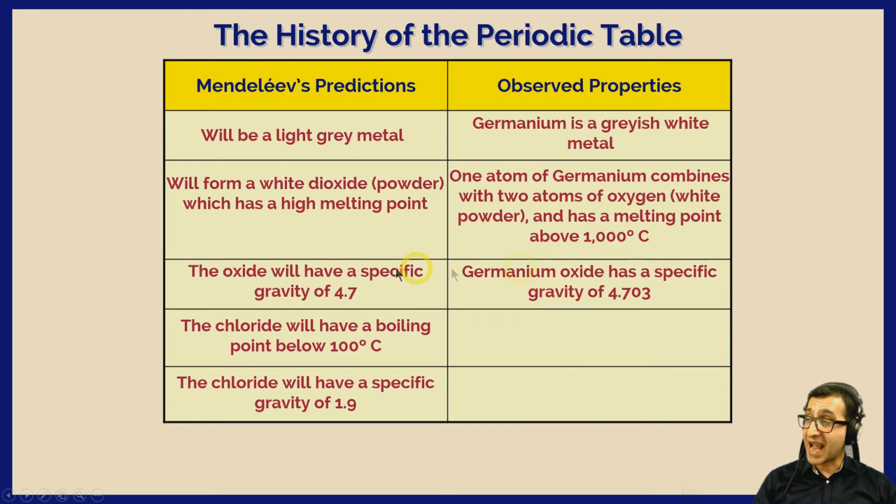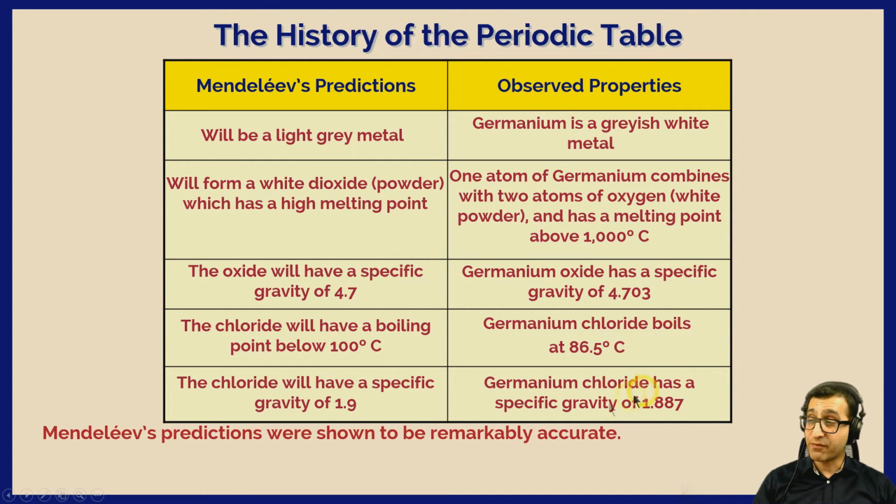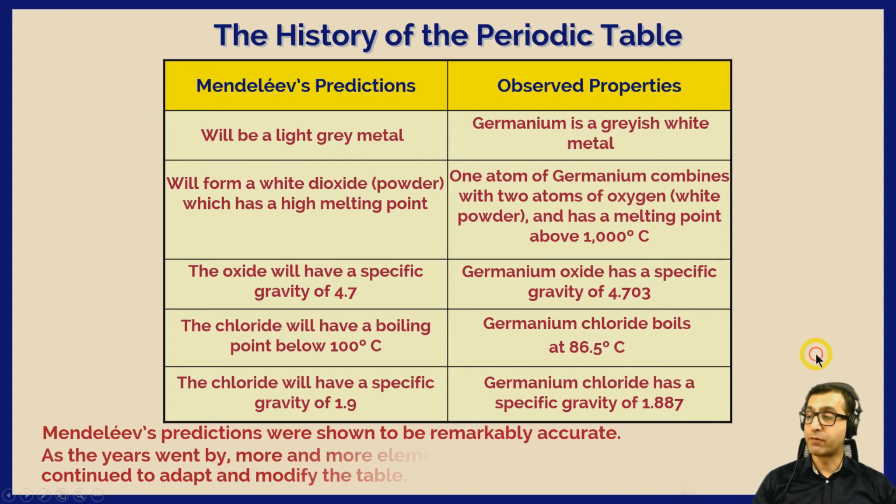Mendeleev's prediction has proven to be incredibly accurate in this regard, as you can see. Germanium chloride, in fact, does boil below 100 degrees C. It boils at 86.5 degrees centigrade, and germanium chloride has a specific gravity of 1.887. Again, incredible accuracy shown by Mendeleev's predictions. This is an example of the scientific method being applied to the highest level here.